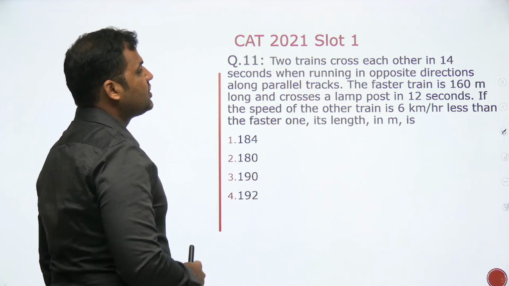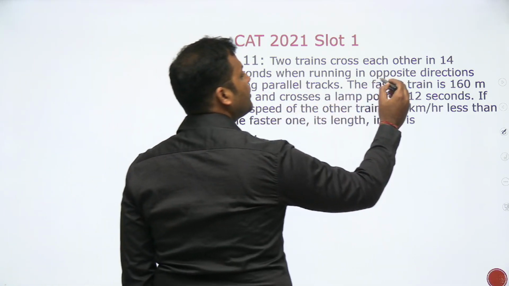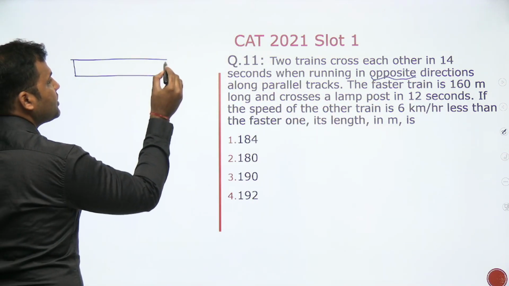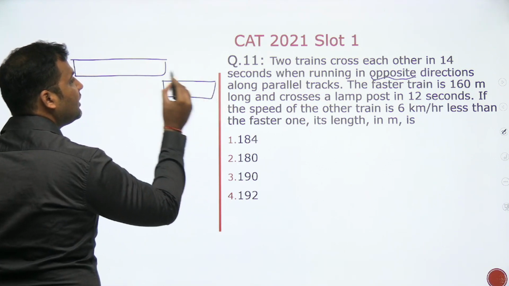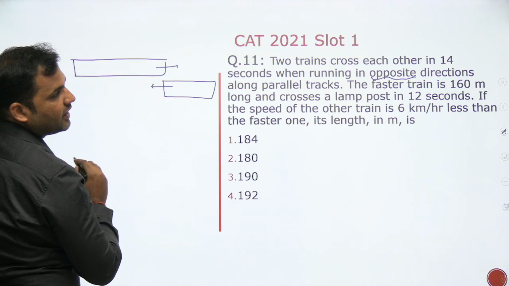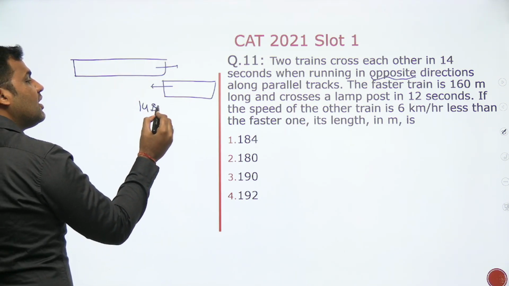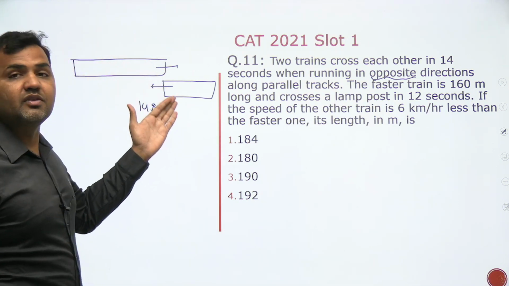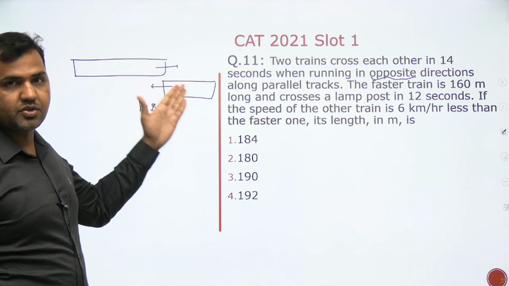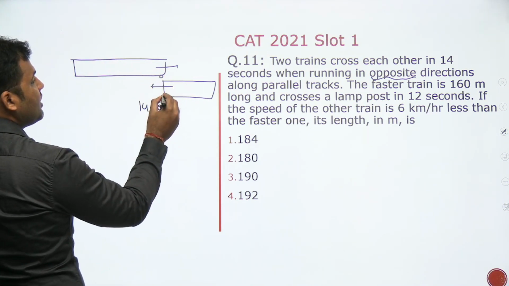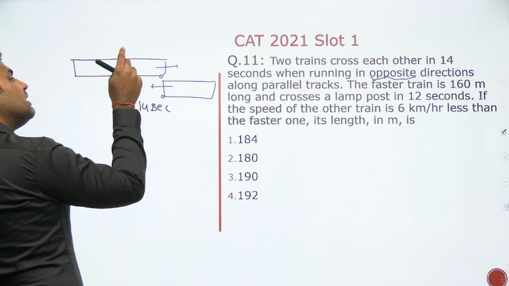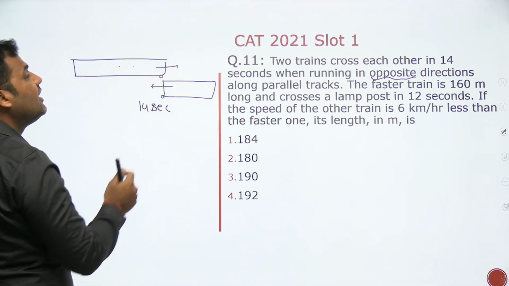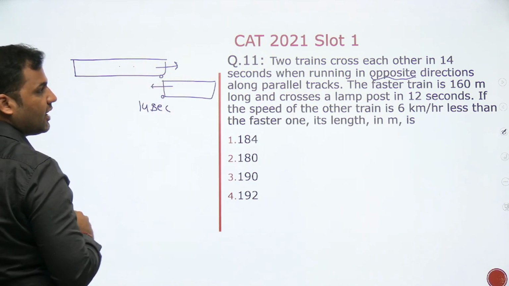Two trains cross each other in 14 seconds when running in opposite directions. So guys, two trains are running in opposite directions and both of these trains are crossing each other in 14 seconds. All you need to know to solve the question is that when two trains cross each other, the distance traveled by both trains will be equal to the summation of the lengths of these two trains. These two trains will completely cross each other when the total distance traveled is equal to the sum of the lengths of these two trains, and the speeds have to be added, the reason being both are running in opposite directions.